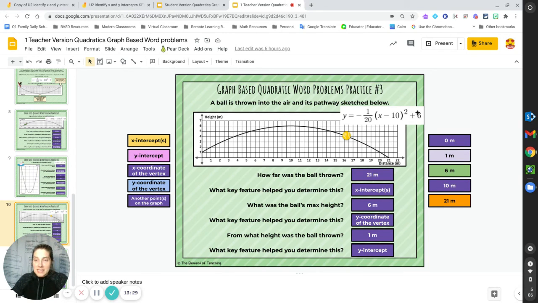And then you can see this is the equation. And again, I'll ask you, what do you notice or wonder about that equation?